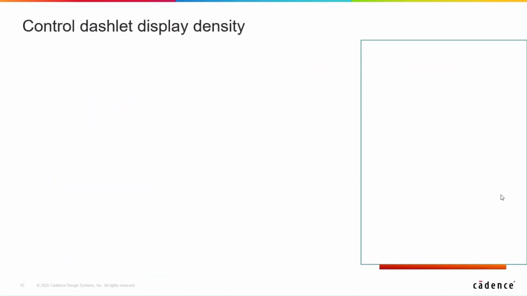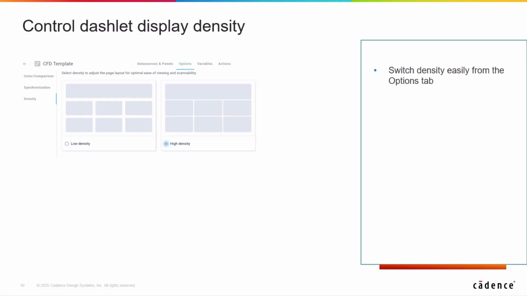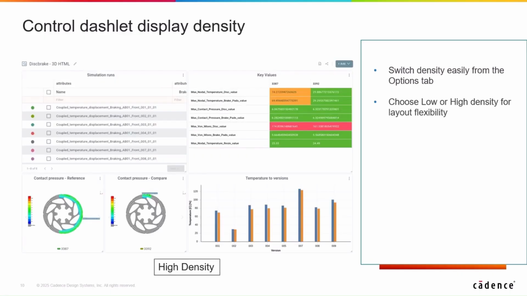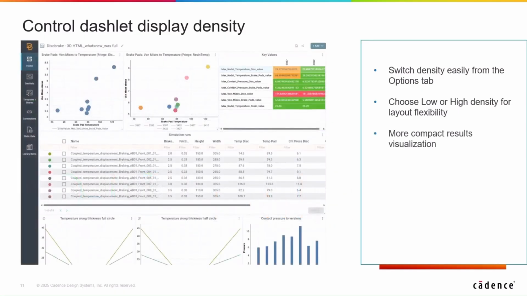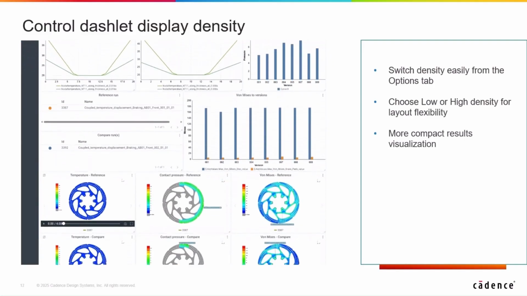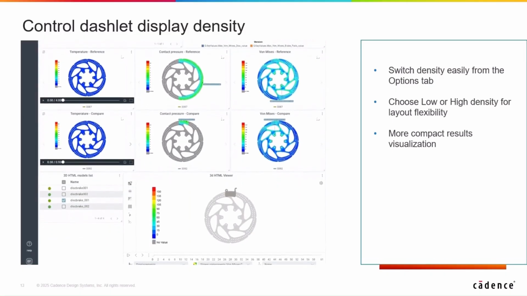Dashlets now support different density display options to balance readability with information density. From the Options tab, users can choose between low and high-density layouts. High density makes the layout more compact, so more information can be shown at once in data-heavy dashboards. Low density increases spacing and margins, offering a more spacious arrangement that is easier to read, especially in presentations or on smaller screens. This means that when high density is selected, users can fit significantly more results in panels in the same screen area, improving visibility in workflows that require comparing many items at once.